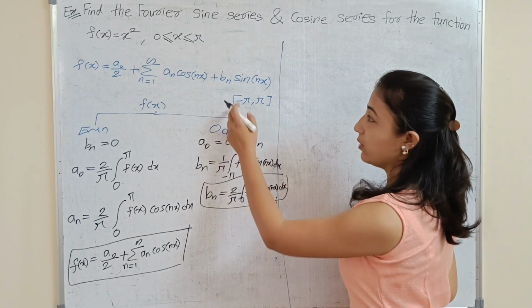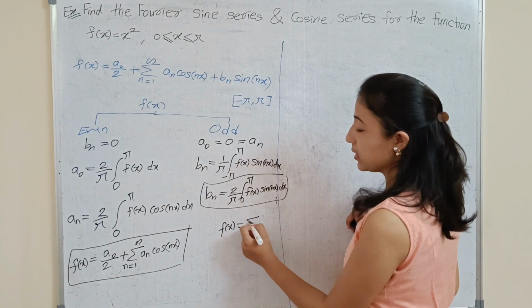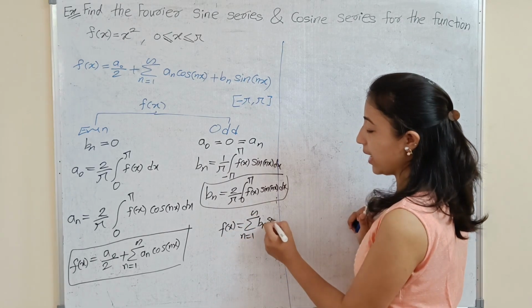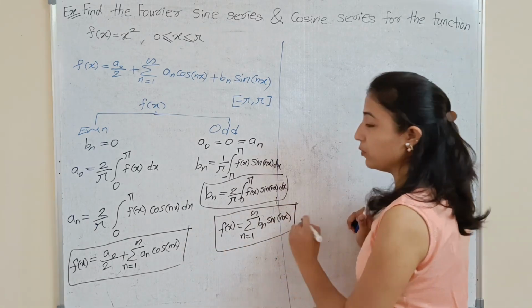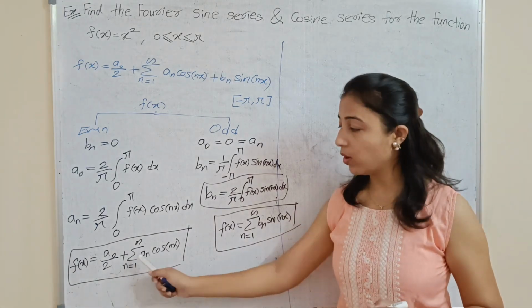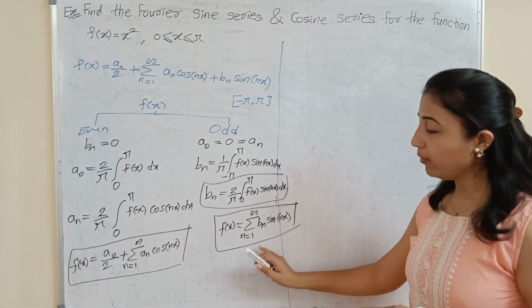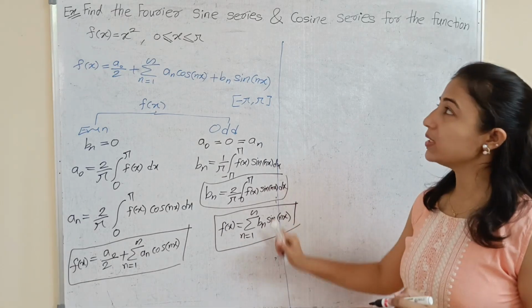Therefore our Fourier series f of x for an odd function is summation n varies from 1 to infinity of bn into sine nx. Now if we observe these two Fourier series, one contains only cos terms, so we can say it is a cosine series. And if f of x contains only sine, then this is a Fourier sine series.